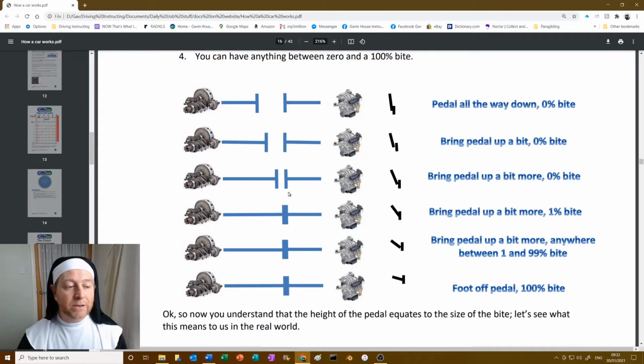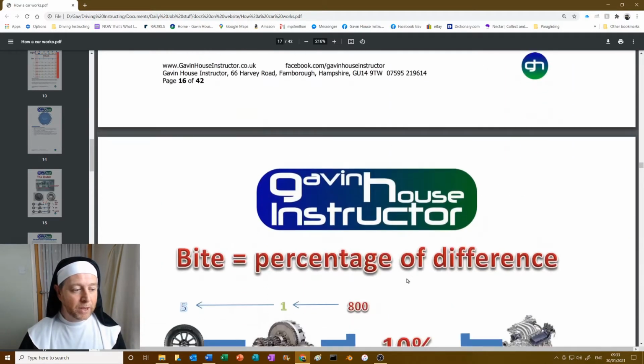You only get a bite when the 2 clutch plates join. And when they're actually touching, that is a bite. If you've got fresh air in the middle, that is no bite at all. So here we have the pedal is all the way down, we have a 0% bite. You can start to bring it up a little bit, it's still a 0% bite. Bring it up more, still 0. But here they touch. If they are lightly touching, you have a 1% bite. If you bring it up a bit more, then you might have a 5 or a 10% bite. And when you take your foot fully off the clutch, then you have a 100% bite. I hope that's nice and clear for you.